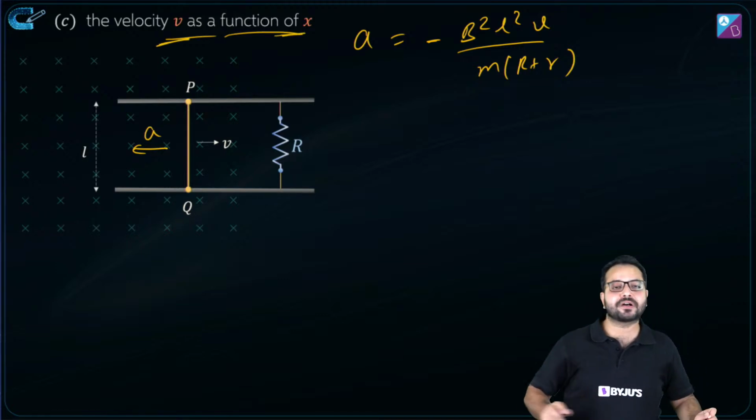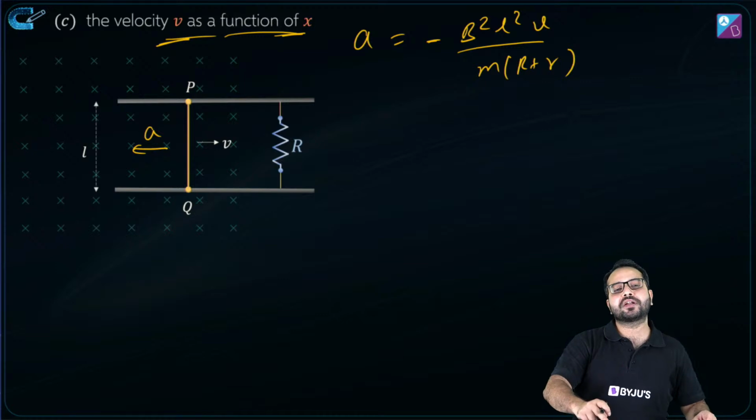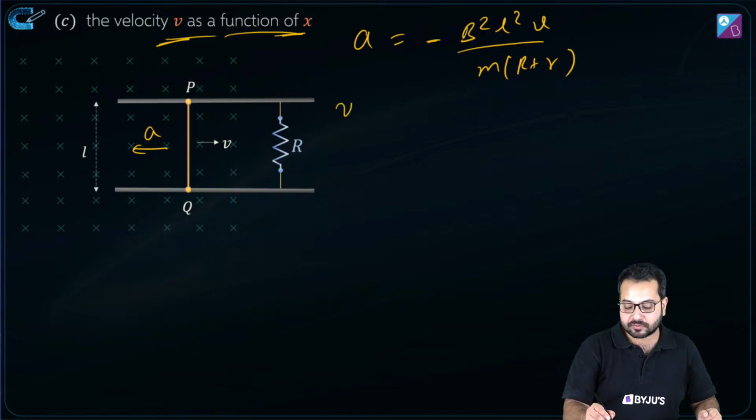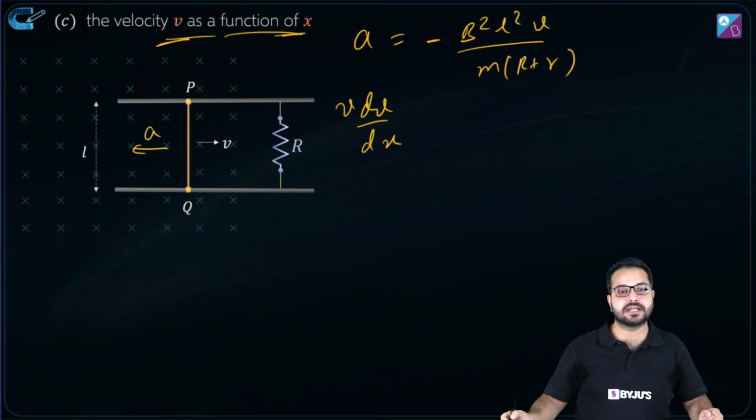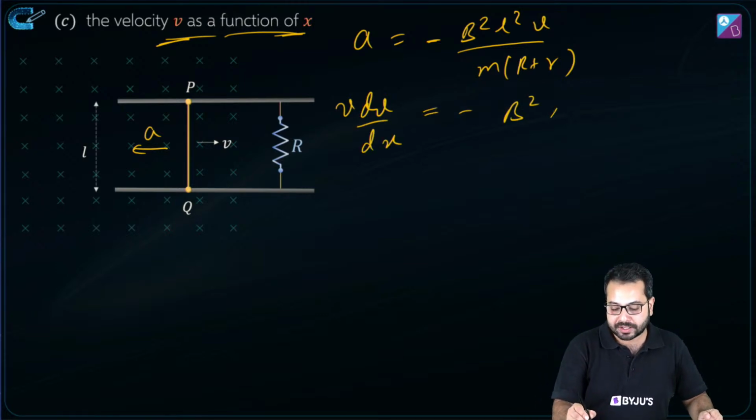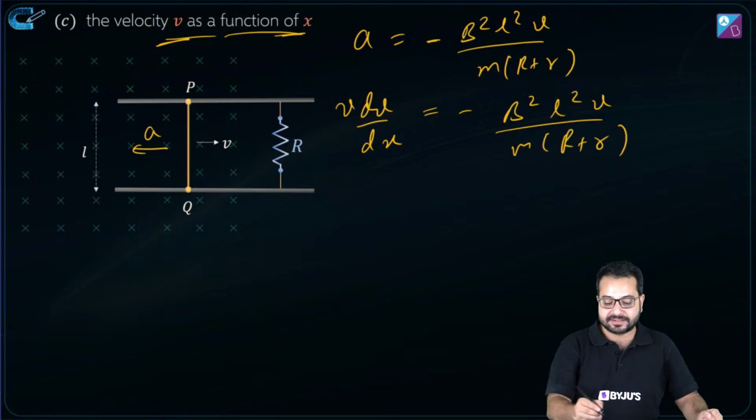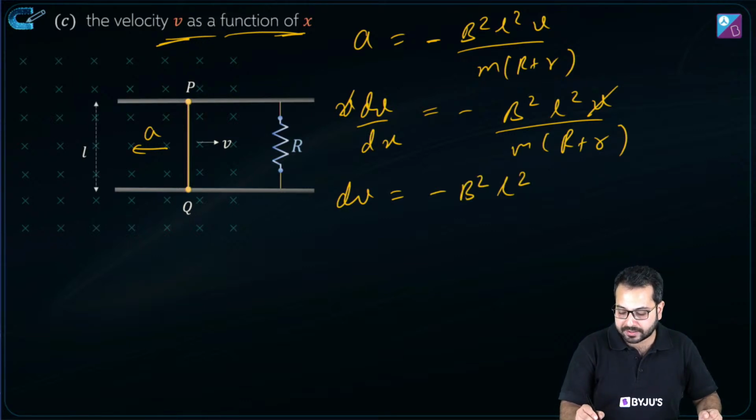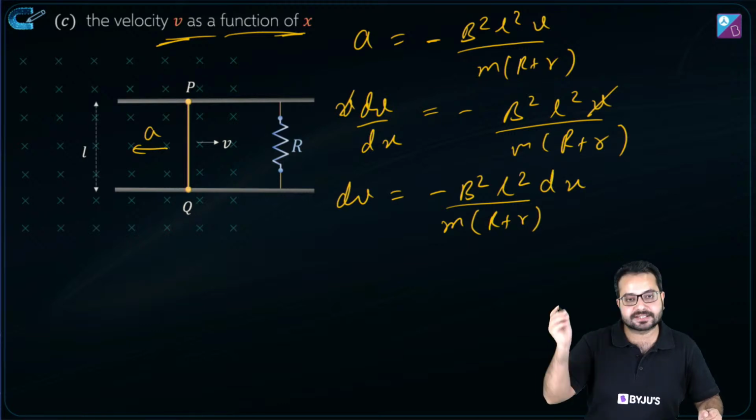Now what do we have to find out? We have to find out V as a function of x. So there's no point introducing time over here. So acceleration, we can write it as V dV by dx. And this is going to become minus B square L square V upon M capital R plus small r. And then this V and this V get cancelled. And what do we have? We can write dV is equal to minus of B square L square upon M capital R plus small r into dx. Is that correct?